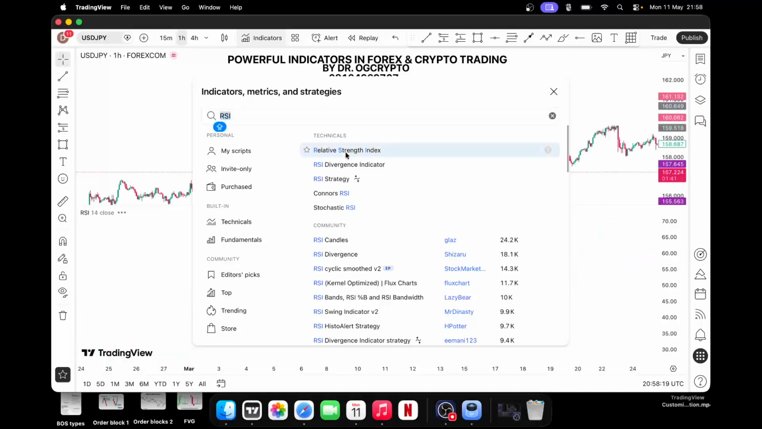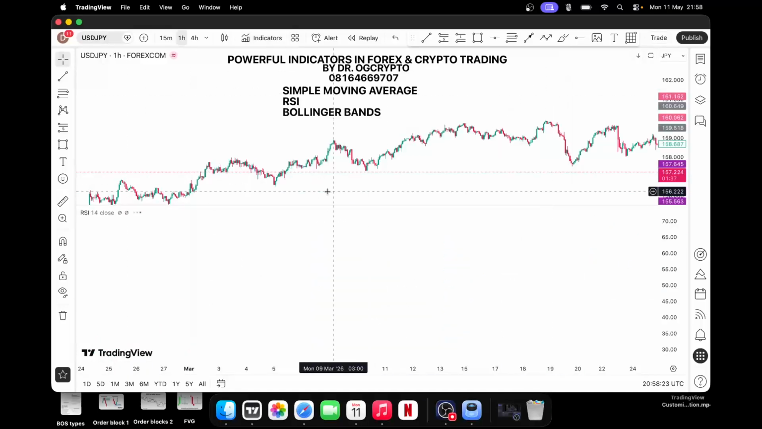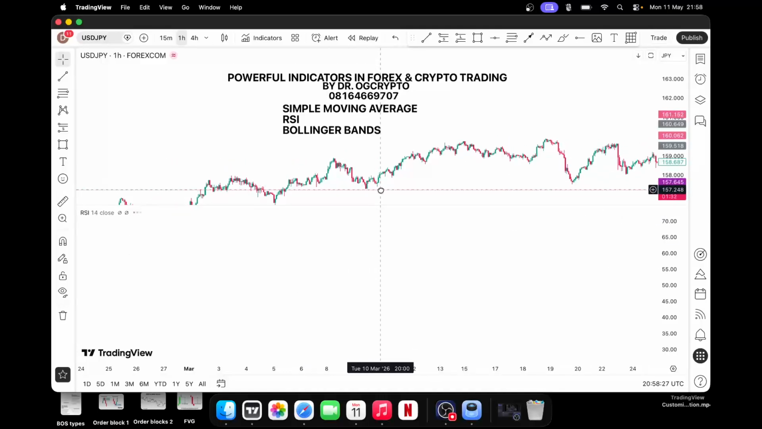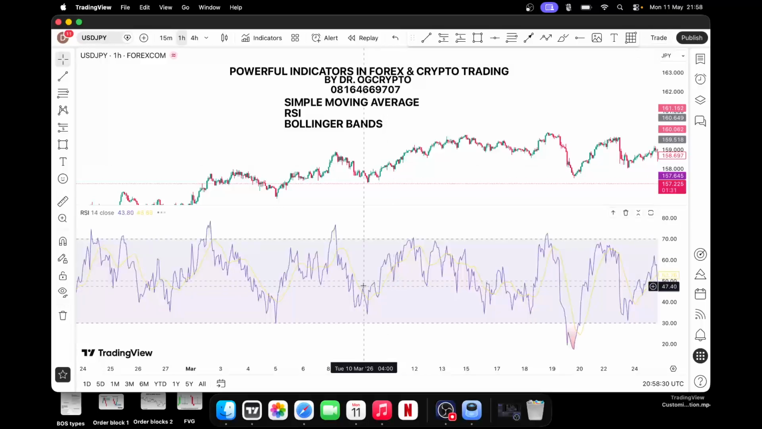So you click on it. This one you have to do small adjustment too. So you see it will split your chart into two. One will be up, one will be down. So your main chart will be here, while your other chart will be what? The strength RSI will be down here. So you click on this RSI and edit it.